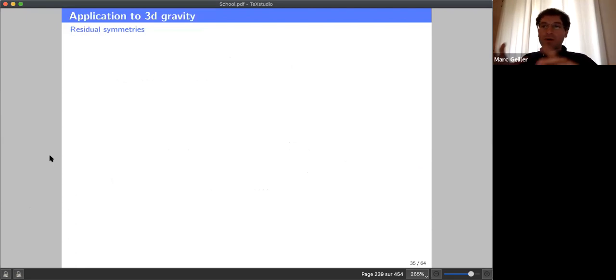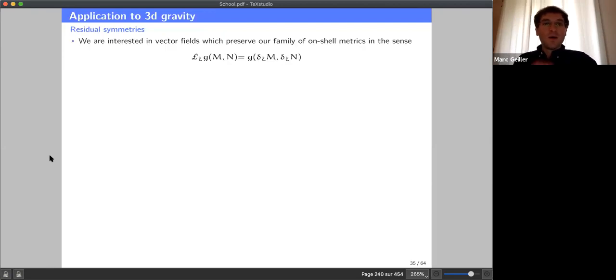Okay, so now we have a family of metrics parameterized by two functions of u and phi, namely the Bondi mass aspect m and the angular momentum aspect n. Now we can look at residual symmetries. What do we call residual symmetries? Well, these are vector fields, generating diffeomorphisms, which preserve our boundary conditions, which preserve our family of on-shell metrics.